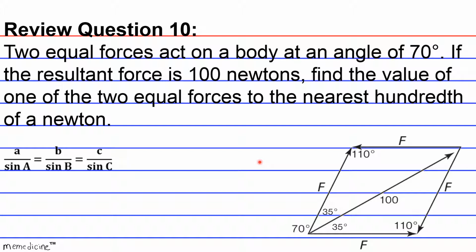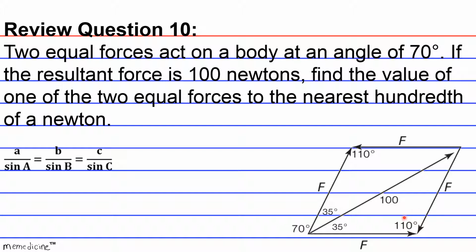So what we're going to do next is use this special guy here, and that's called the law of sines. We're going to use the law of sines basically to find the magnitude of one of these two equivalent forces. And we have authorization to use the law of sines to find the magnitude of a side because we already know two angles, 35 degrees and 110 degrees.